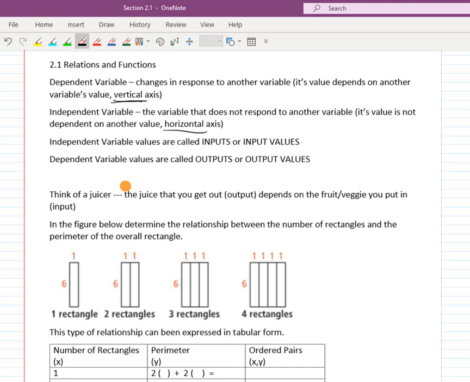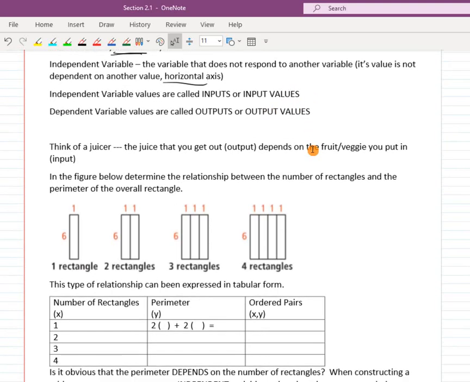For instance, in science, your horizontal axis or your independent variable is a lot of times time. Think about time. Nothing impacts time. Nothing can change time. It's independent of all other things. But maybe let's say the temperature of water might depend on the time that has elapsed that water has been off the stove or something like that. So the temperature then would depend on the time. Independent variables are called inputs or input values, and the dependent variables are your outputs or output values.